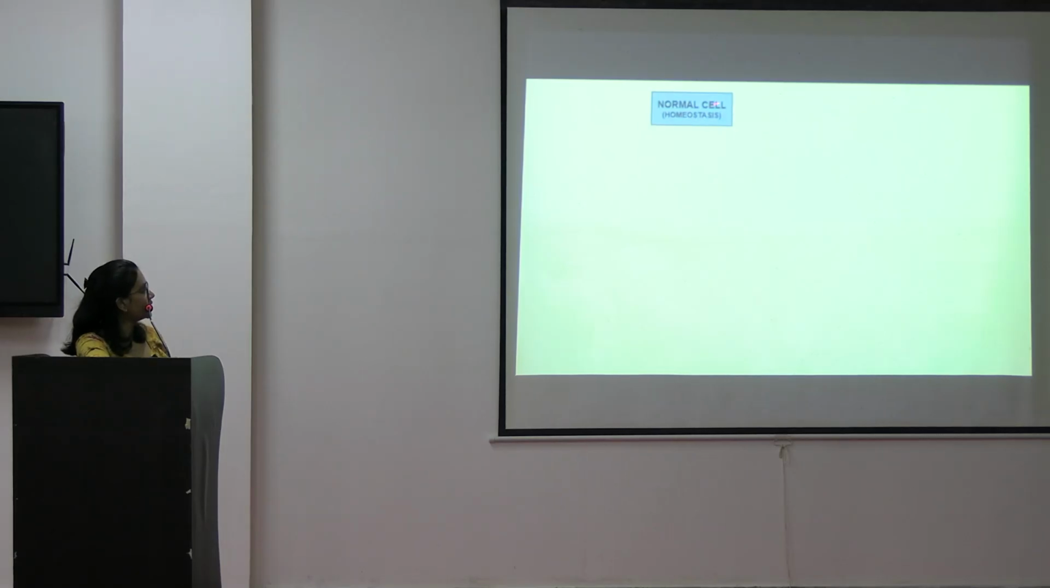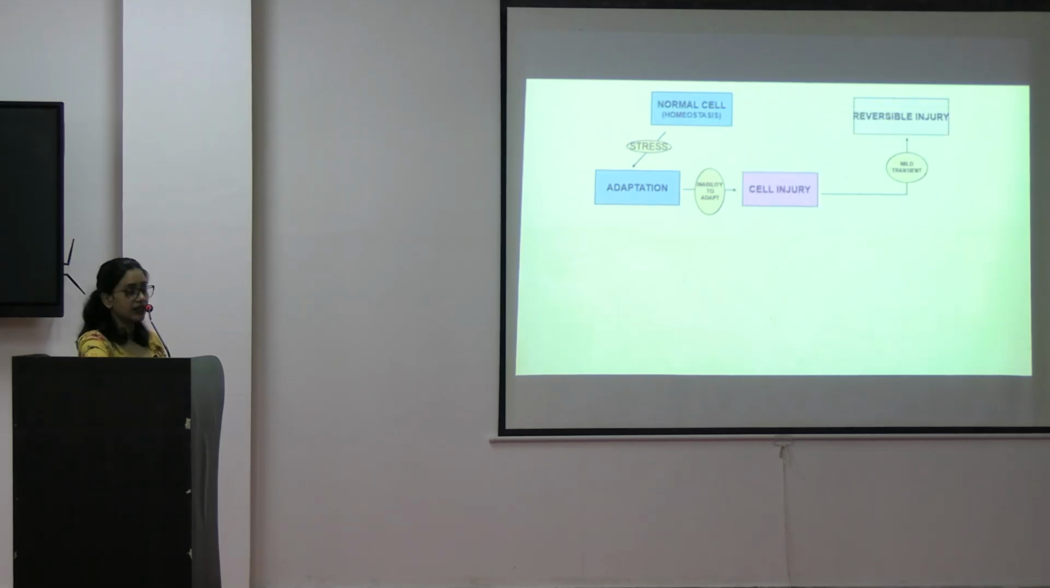So normally the cell is under homeostasis, right? Normal functioning. Now when stress comes in, it will undergo some adaptations. Like we read, right? Hypertrophy, atrophy, dysplasia, metaplasia, all these adaptations. So when the cell has an inability to adapt, it will undergo cell injury. Okay? So this cell injury, in presence of mild and transient stress, it is going to be reversible. And when the cell undergoes reversible cell injury, it can always go back to its normal functioning.